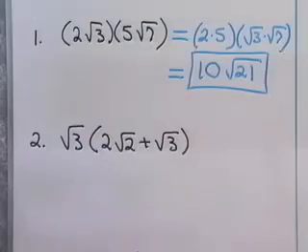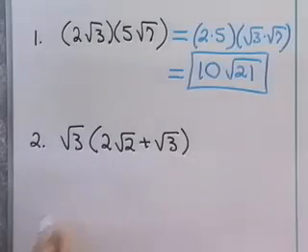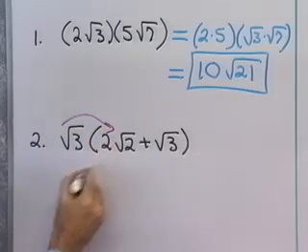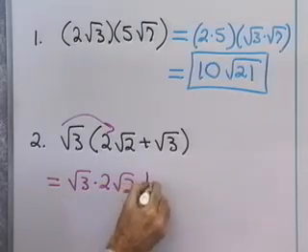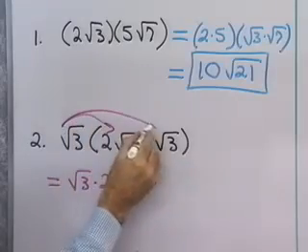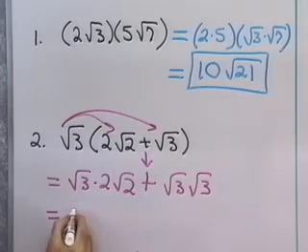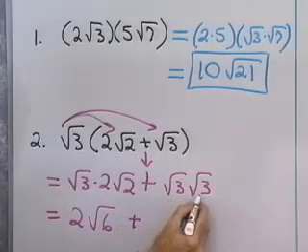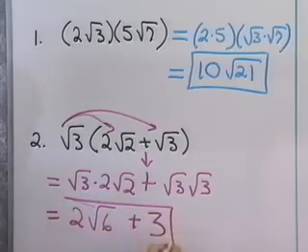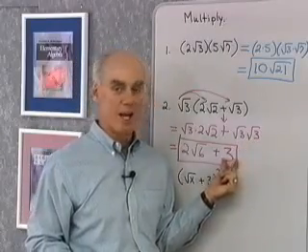Let's try another problem. Square root 3 times the quantity 2 square root 2 plus square root 3. Distributive property, I'll multiply square root 3 times this. I get square root 3 times 2 square root 2 plus square root 3 times square root 3. Now, here I have 2. Square root 3 times square root 2 is square root 6. I multiply the numbers that are under the radical together, plus square root 3 times square root 3 is simply 3. I could write it as square root 9 if I want to show another step, and then the square root of 9 is 3.